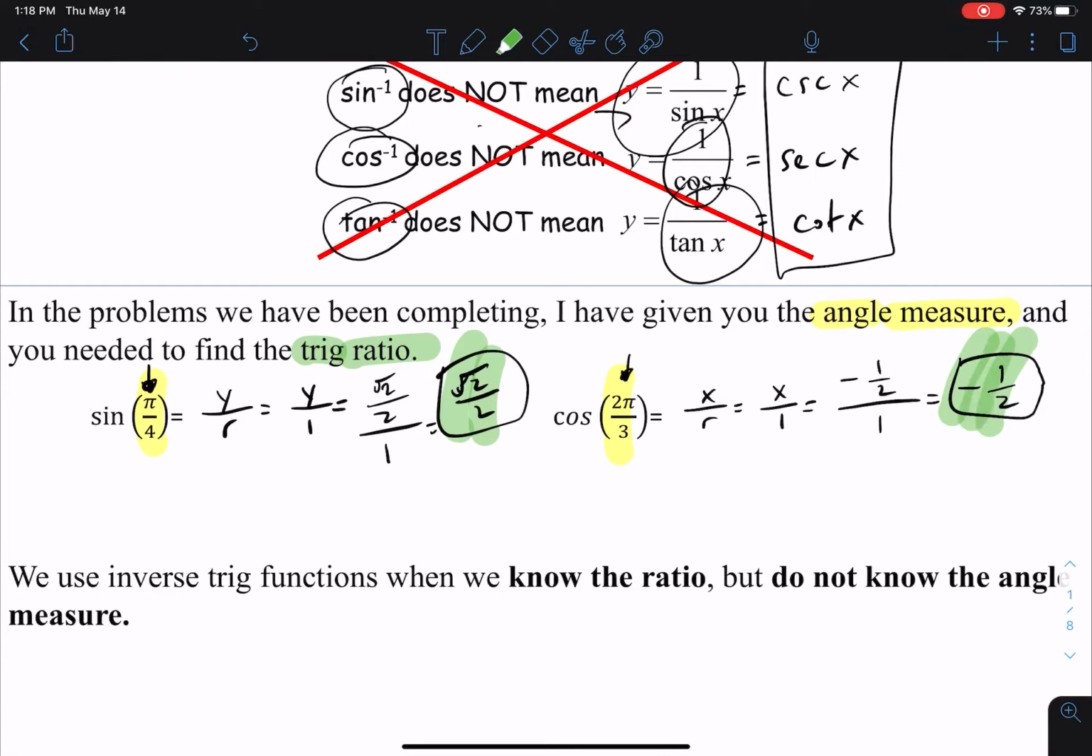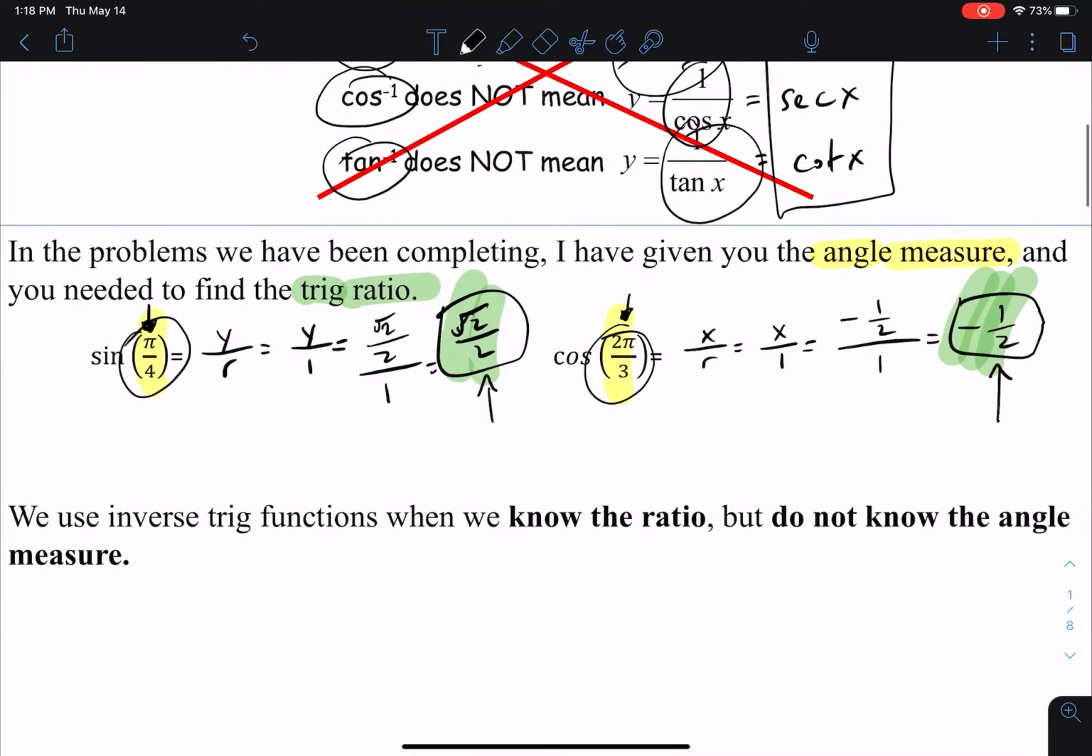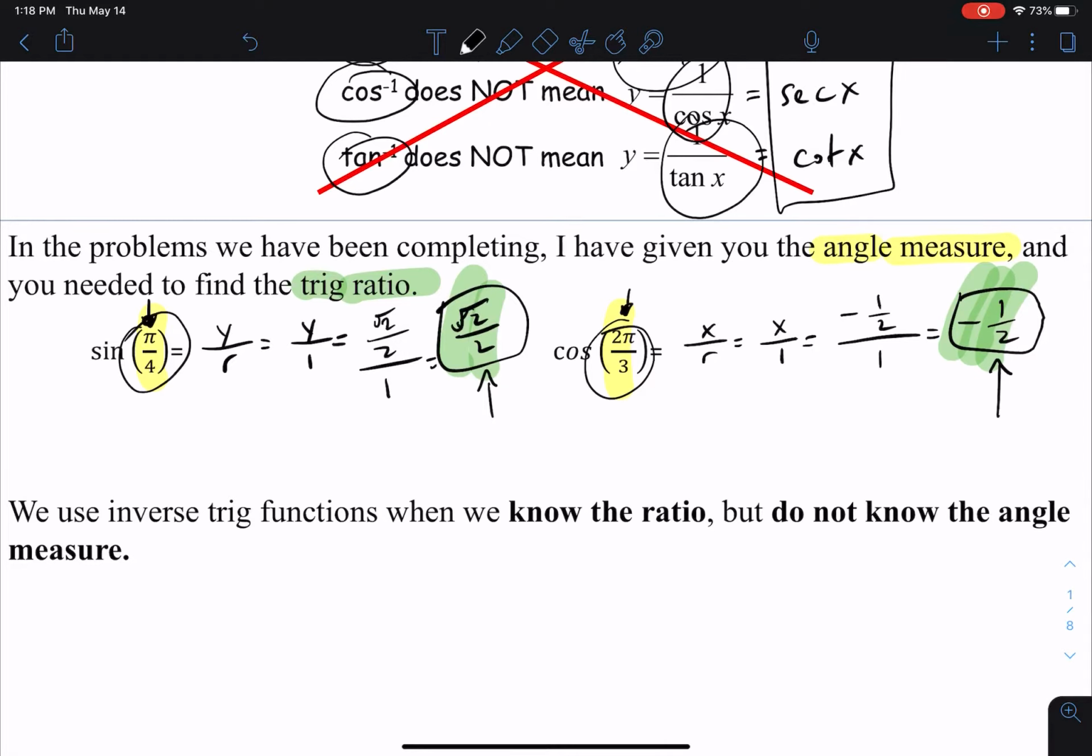Now, what inverse means is the complete opposite. Now they're going to give you the ratio, and they want you to find the angle measure. That's what we're going to be looking for. That's the way the questions are going to be worded now with inverse. So it's just the opposite steps. They're going to give you the ratio and ask, where is that true? Where does sine equal square root of 2 over 2? At pi over 4. Where is cosine -1/2? At 2 pi over 3.